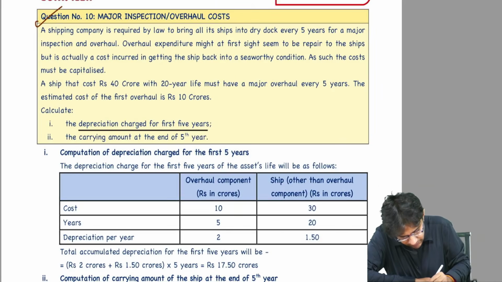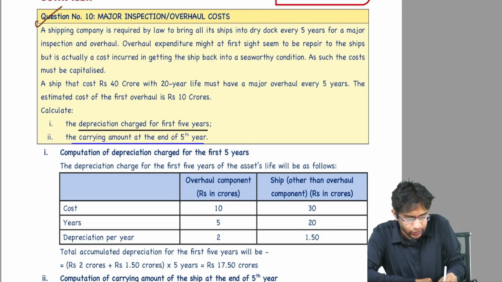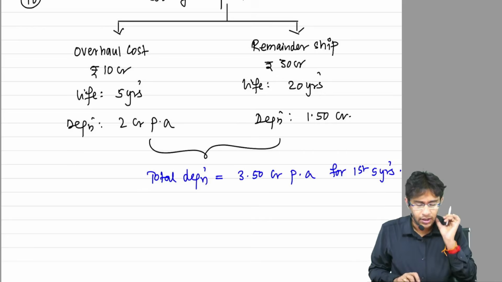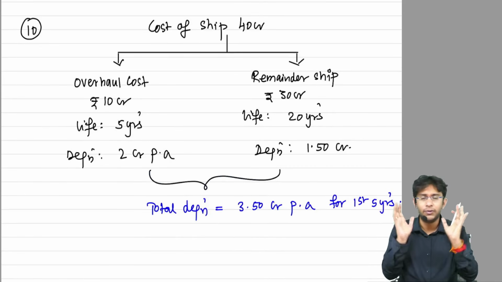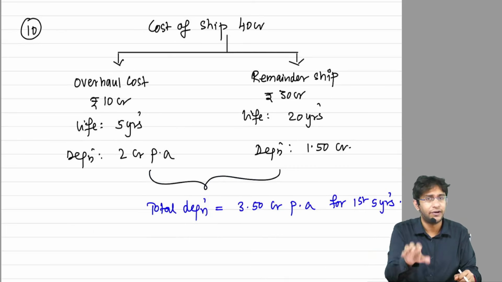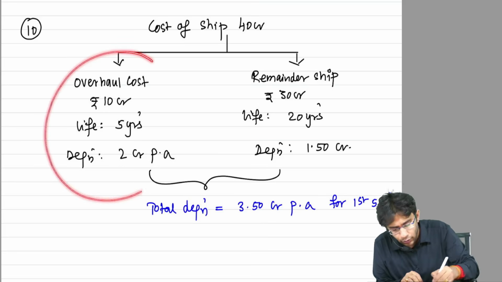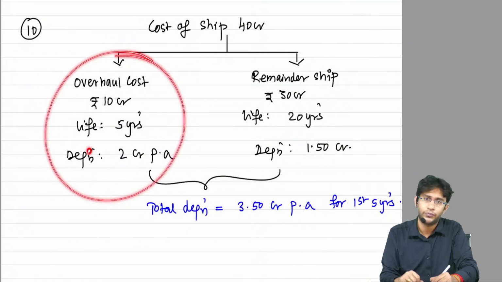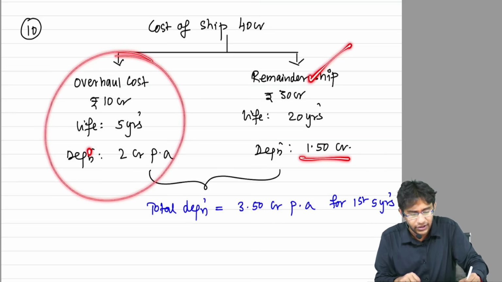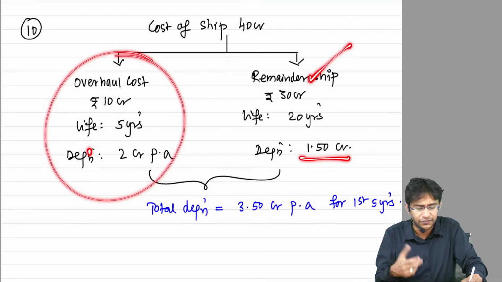The next question is asking carrying amount of the PPE at the end of 5th year. Sir, it's a very simple thing, sir. Now, after 5 years, you apply common sense and see. Your 40 crores, 2 components are there. In that, one component's life is 5 years. So by the end of 5th year, your overhaul cost component will become 0. You will be left only with the remainder component. On the remainder component, you provided depreciation of 1.5 crores per annum, like that for 5 years.